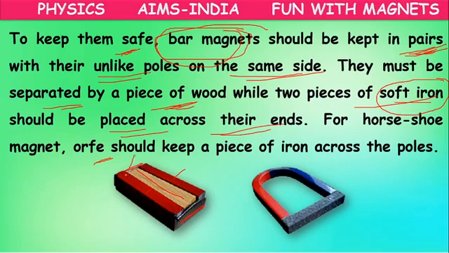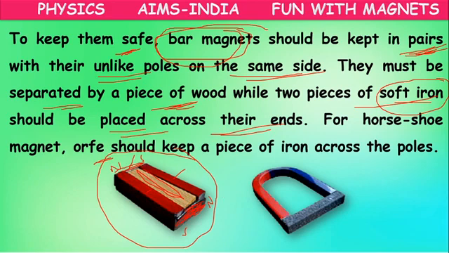Here actually we are telling that unlike poles should be on the same side. Here this side north, south, south, north, like that we have to arrange, and we have to keep wood in the middle, and we have to keep temporary magnets across the ends, so that if we keep in this way, then it won't lose its magnetic property. Okay. That is one thing.